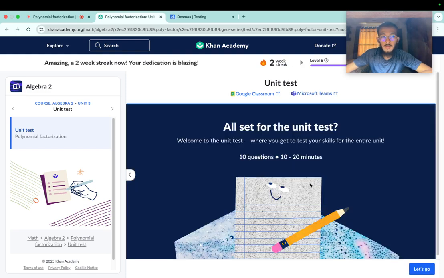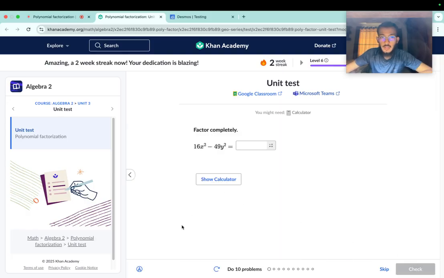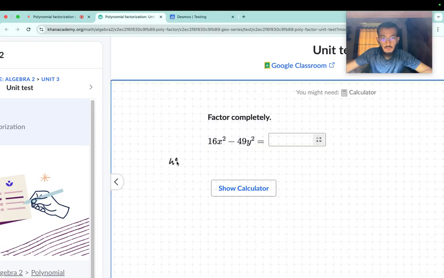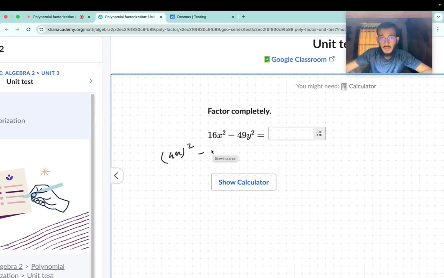All right, let's get started with our unit test for polynomial factorization. We have to factorize this completely. Okay, so I can write 16x squared as (4x) squared because 4 squared is 16. And I can also write 49y squared as (7y) squared.